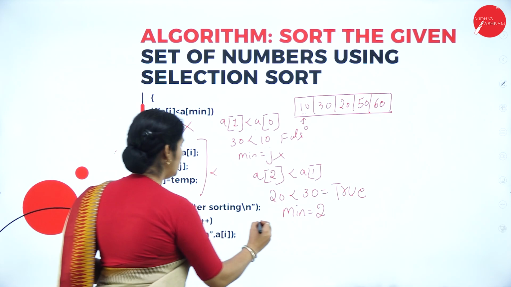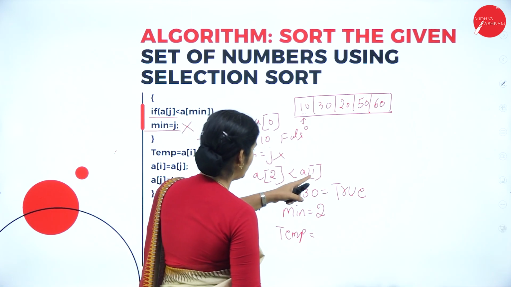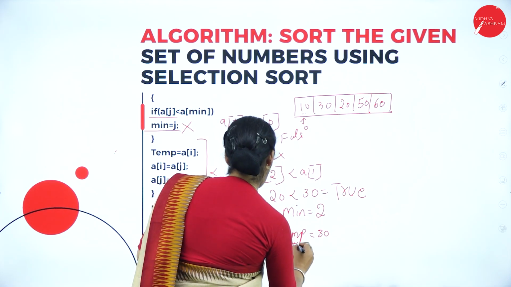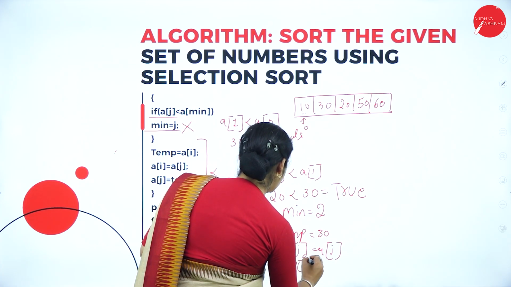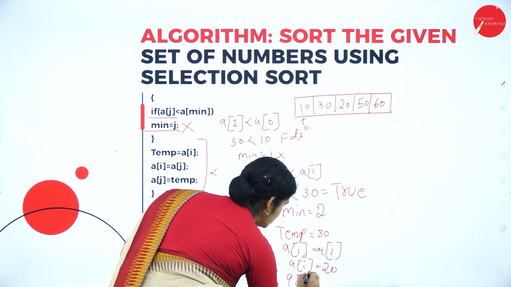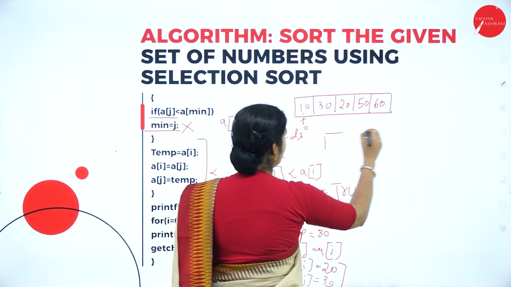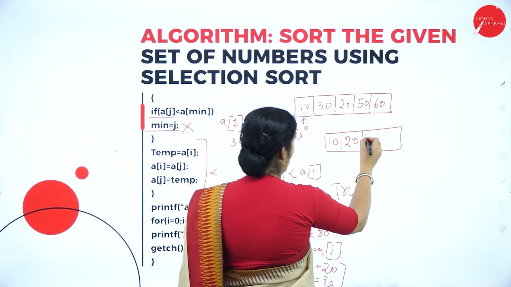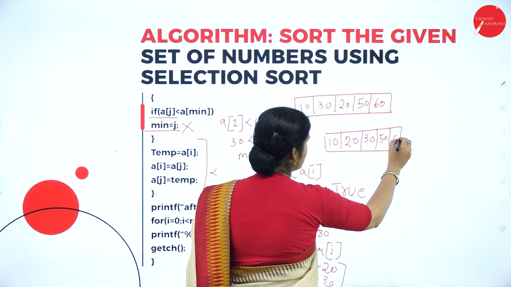And then swap the variables. Temp is equal to, what is E of i? E of i, that is E of 1, that is 30. Now E of i is equal to E of j. What is E of j? E of i is equal to 20, right? Then E of j is equal to 30. We swap the elements from 20 to 30. Now what will be the iteration? 10 will be as it is, 20 will be at E of ith position and 30 will be at E of jth position, 50 and 60, right?